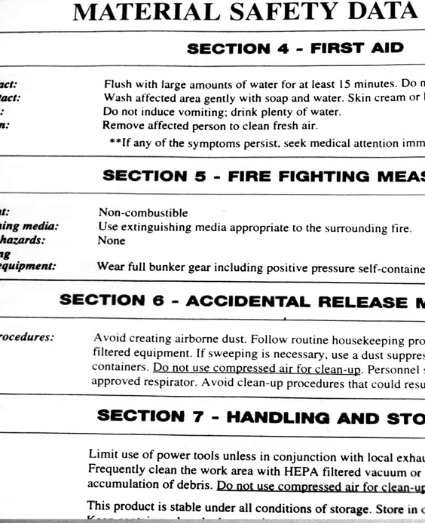Section 1, identification of the substance, mixture and of the company, undertaking. 1.1. Product identifier. 1.2. Relevant identified uses of the substance or mixture and uses advised against. 1.3. Details of the supplier of the safety data sheet. 1.4. Emergency telephone number. Section 2, hazards identification. 2.1. Classification of the substance or mixture. 2.2. Label elements. 2.3. Other hazards.